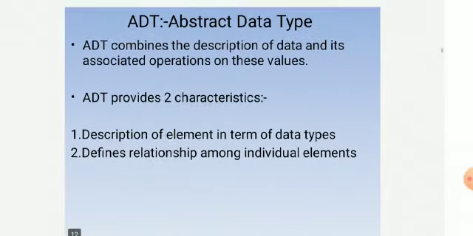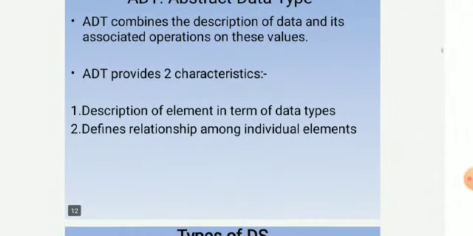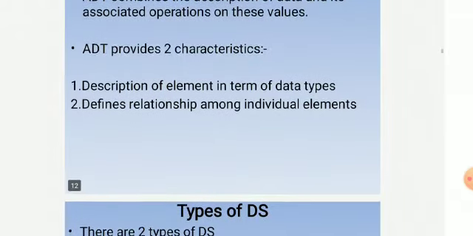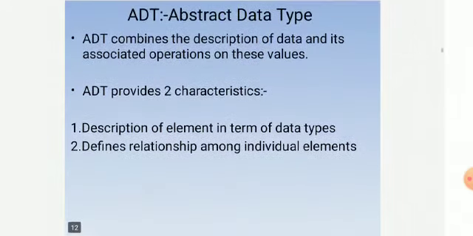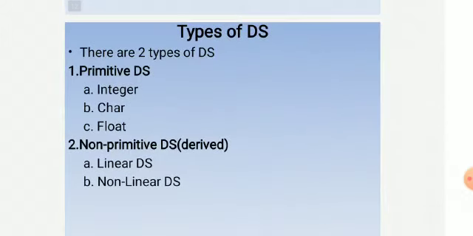So in this way there are the two characteristics of the abstract data type, and that's why the data structure is also called an abstract data type. Now which are the types of data structure? There are two types of data structures.